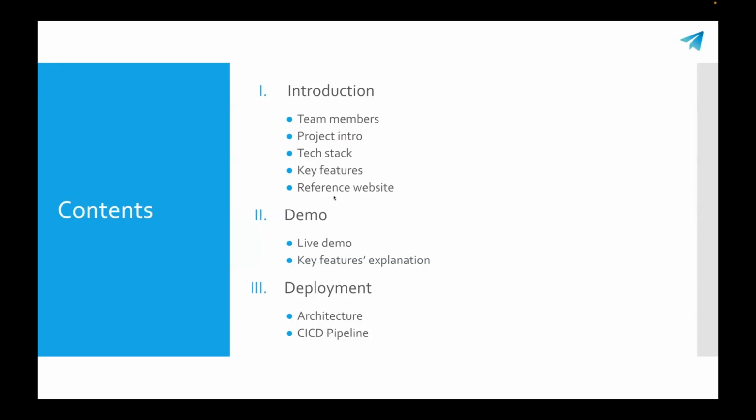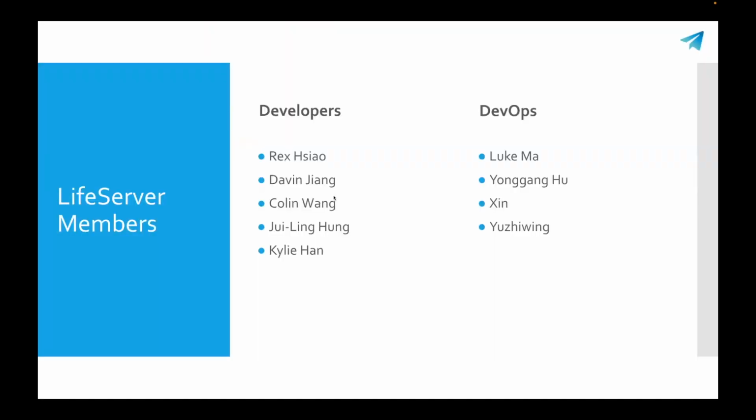There will be 3 parts in the presentation. I will firstly give a brief introduction about our project, and Kelly will give a demonstration to walk through our website, and lastly, DevOps will introduce the deployment for our website. So let's start now. In our team, we mainly have 5 developers and 4 DevOps, and Rex is our team leader.